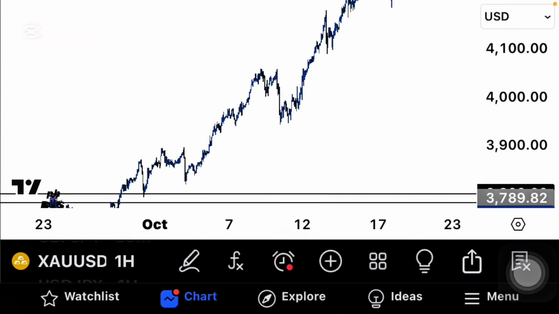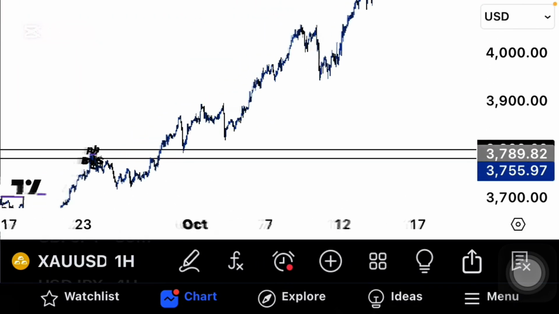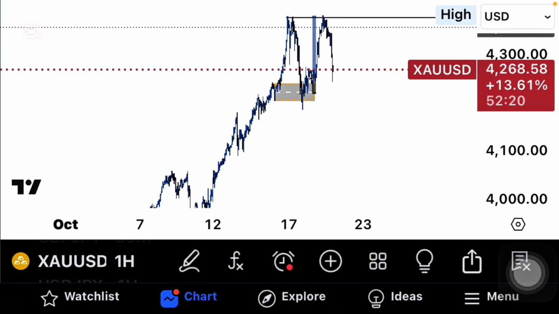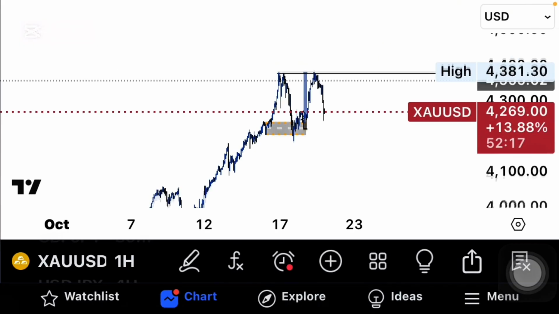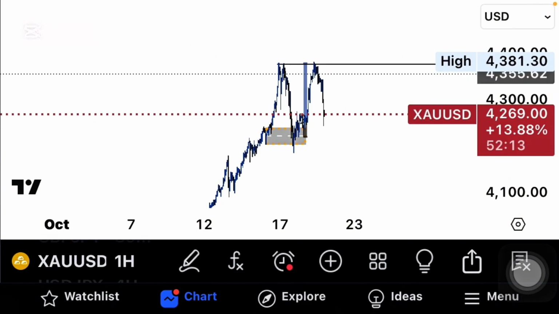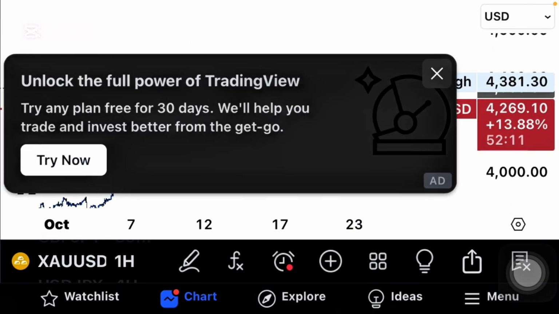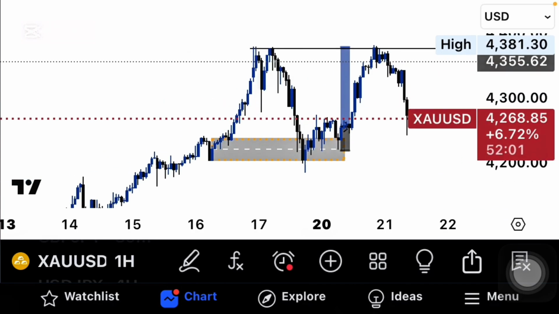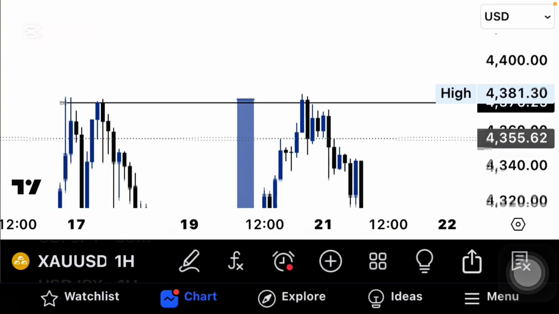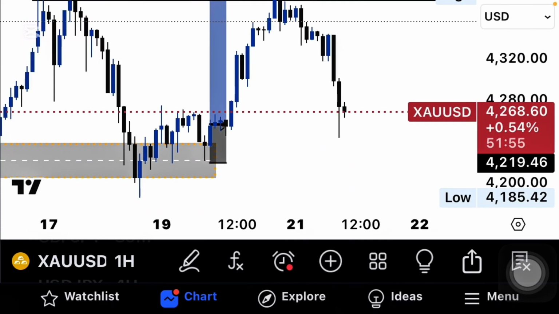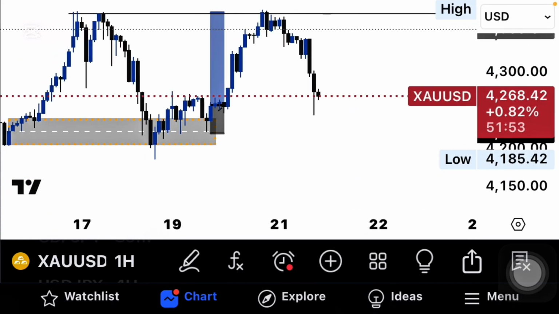So right now on the 1 hour, this is what we can see on gold. You can see gold is just bullish right now. This is what gold is currently doing. The price of gold, you can see, is at 4,269 right now. The previous high was 4,381. So it's retracing. You can see this double top. It's retracing from this double top.